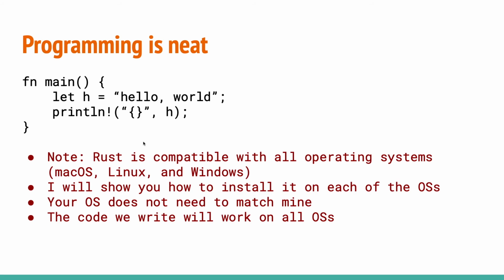I did want to note, Rust is compatible with all operating systems. You can install it on Mac OS, Linux, and Windows, any flavor of Linux too. And I have videos on how to install it on each of those operating systems. I'm going to be using Mac OS throughout this course in the videos, but it doesn't matter. You can use Windows, you can use Linux. The code that we're running is going to run on all of them.